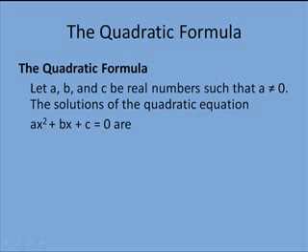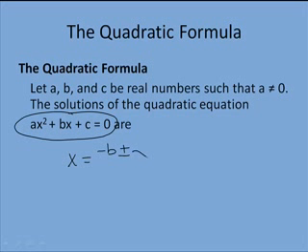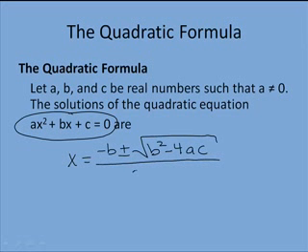The quadratic formula was derived when somebody completed the square of the standard form equation, this one here. And the solutions are in the form of x equals negative b plus or minus the square root of b squared minus 4ac, all over 2a. So now let's look at how we use that quadratic formula.